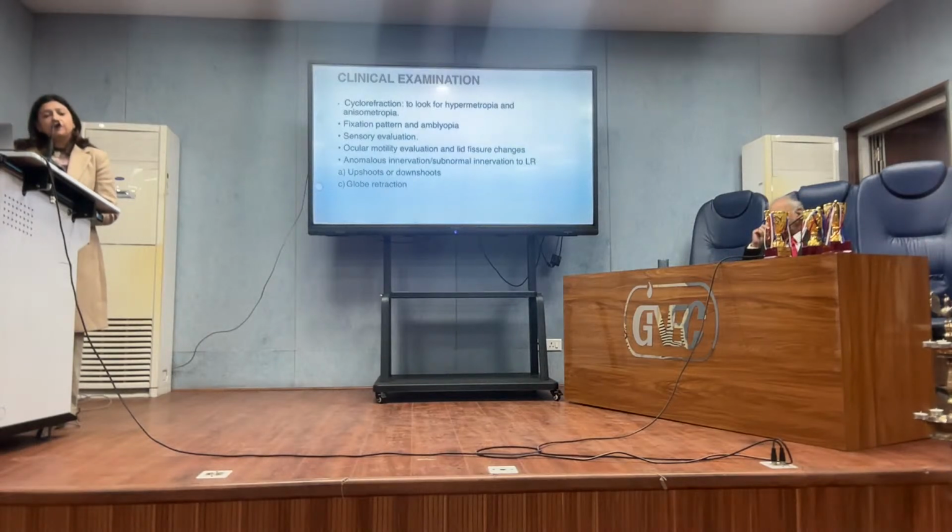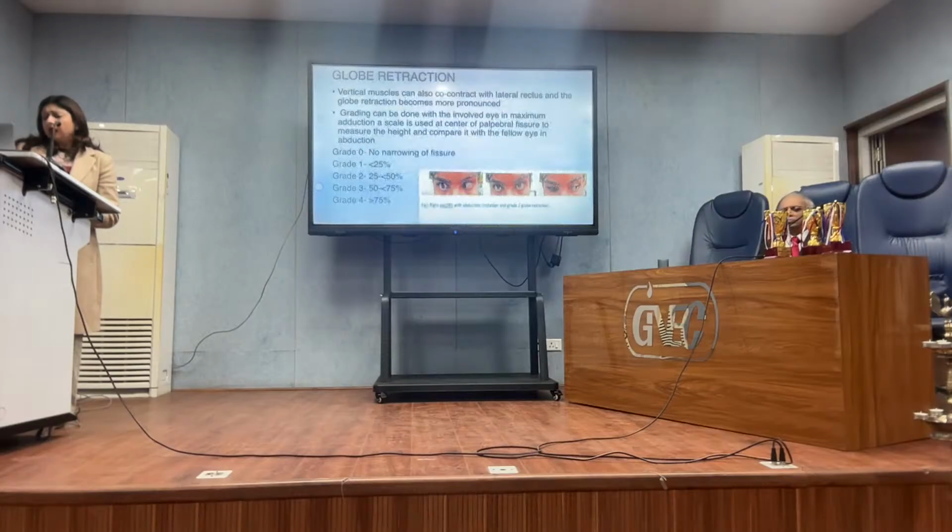Sensory evaluation is a must. Most of the Duane's cases have good sensory status because they are able to maintain their fusion with a small head posture. A very typical finding of Duane syndrome is that the amount of deviation is very less as compared to the abduction deficit. So most of these patients will have a small face turn and they are able to achieve fusion.